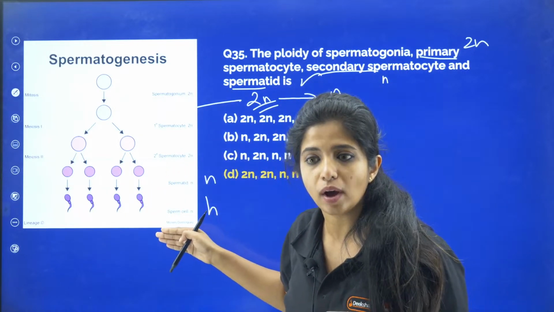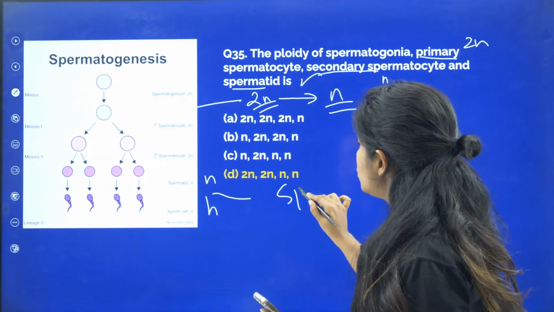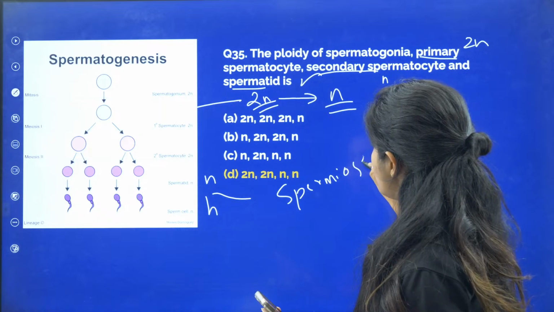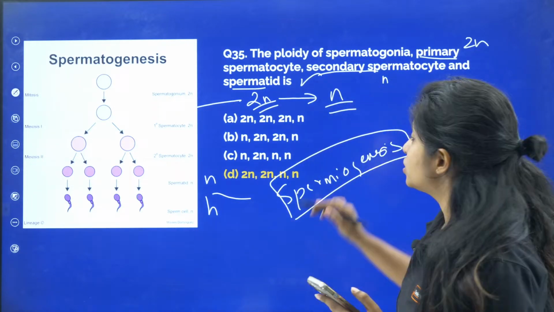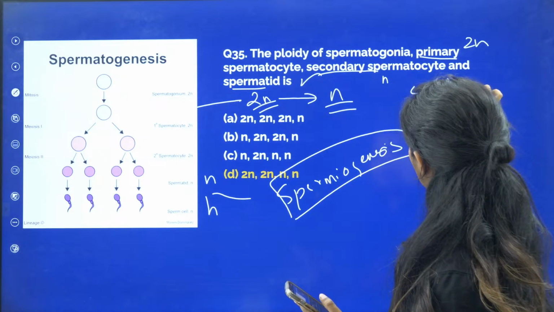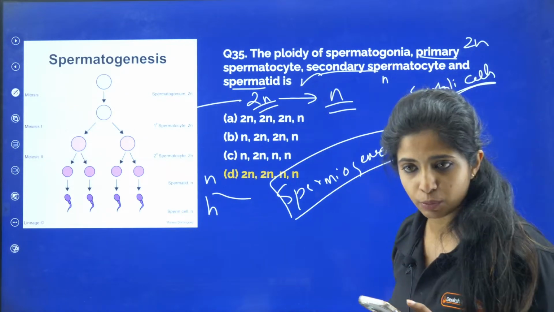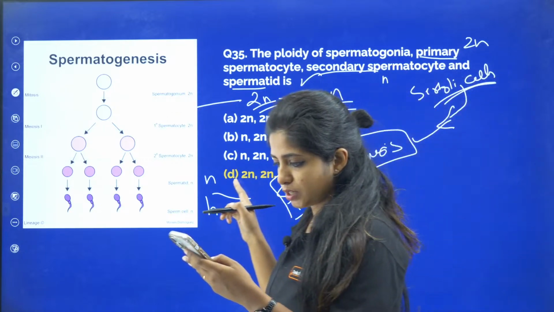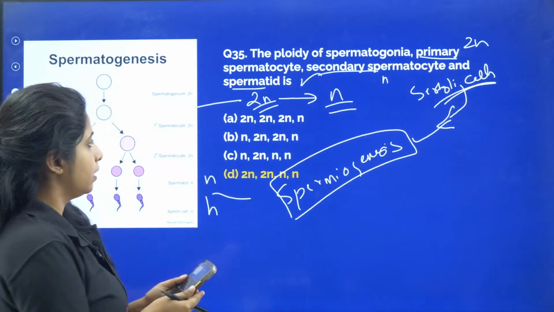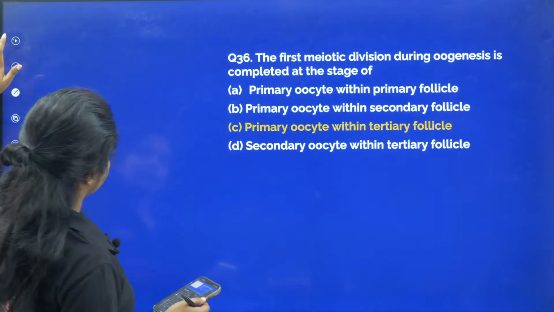Now listen to me. Spermatid to spermatozoa conversion is known as what? Spermiogenesis. And over here, there is a major role of Sertoli cells. Sertoli cells. Okay, always remember that. So Sertoli cells release some factors which are very important for spermiogenesis. Okay? Now, going ahead.